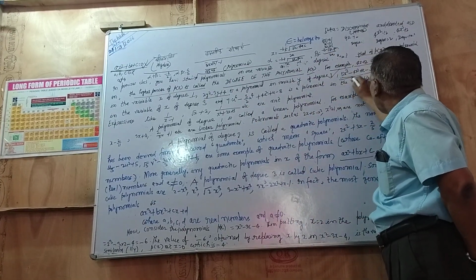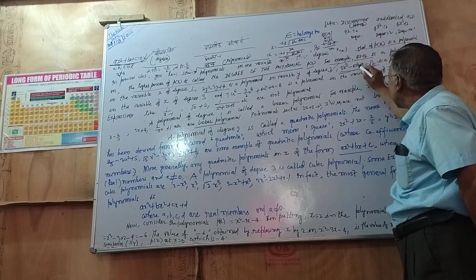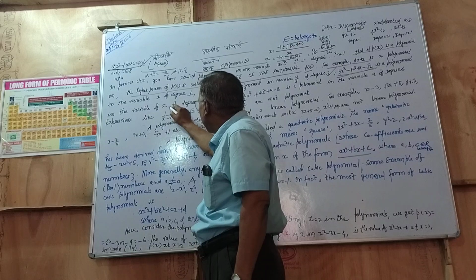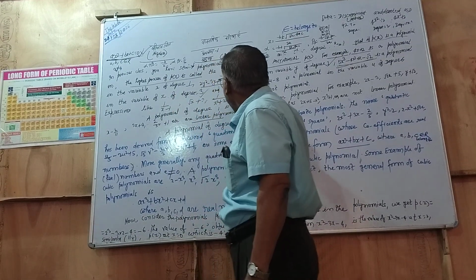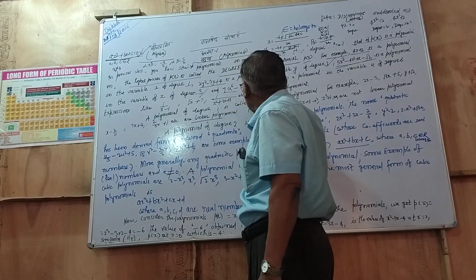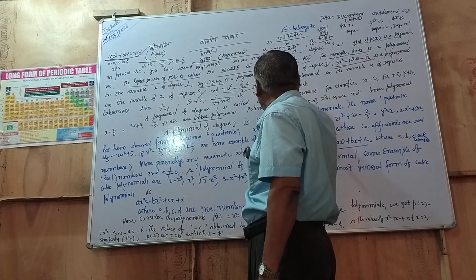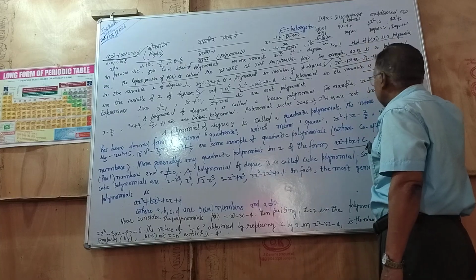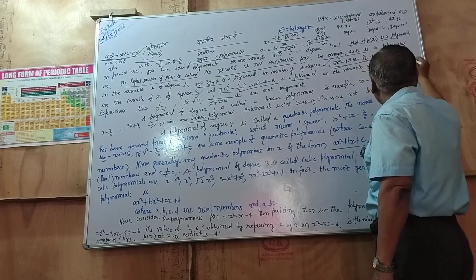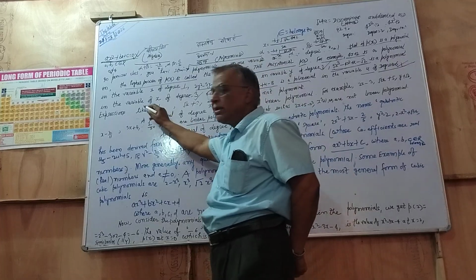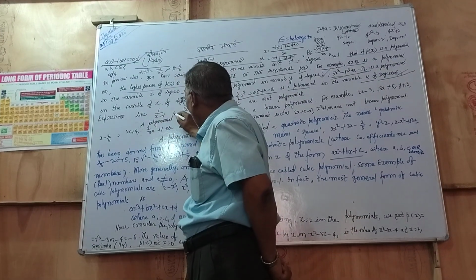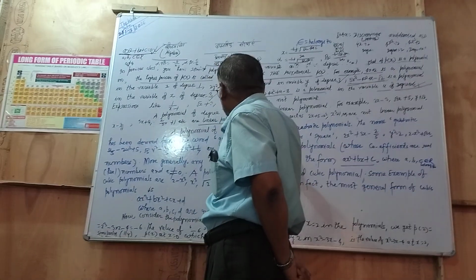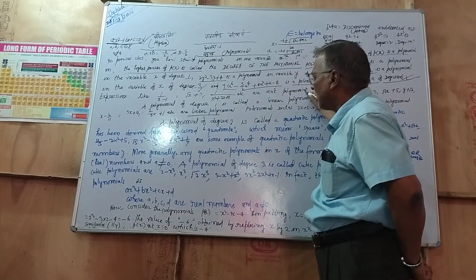In this case, 5x cube minus 4x square plus x minus 2 is a polynomial in the variable x of degree 3. And 7u to the power 6 minus 3 by 2 u square plus 3 minus 8 is a polynomial in the variable u of degree 6. Expressions like 1 by (x minus 1), root under x plus 2, and 1 by (x square plus 2x plus 3) are not polynomials.